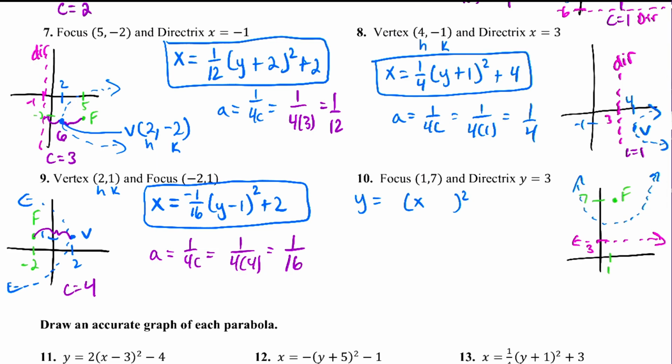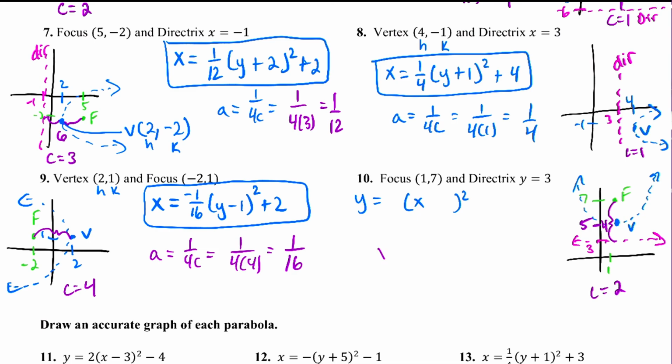So remember, our vertex has to be directly in the middle between the focus and the directrix. So I'm going to start by counting the total distance from the focus to the directrix. So if I'm counting from 7 back to 3, that means that this distance right here would be 4, and then I need half of that. So half of 4 is 2, which means that my C value is 2. And then I'm just going to pick either the focus or the directrix, and I'm going to count 2 towards the other one. So if I start with the focus and I count 2 towards the directrix, that means that this value here for the y would have to be 5.